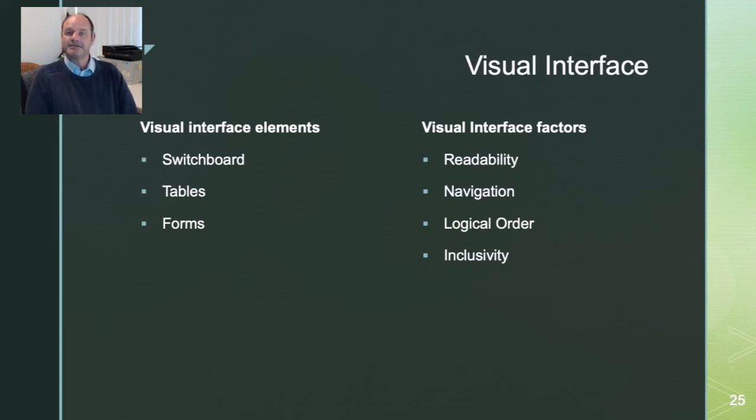However, design considerations should also be made for the visual interface. The visual interface looks at how a user will be able to use the switchboard, tables, and forms within the database, and how the user can easily and faultlessly enter the information. To produce an effective database, the designer needs to think about four factors: readability, navigation, logical order, and inclusivity. We will look at each one in turn.